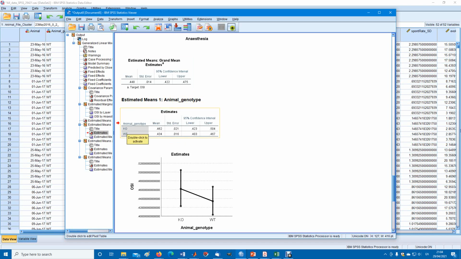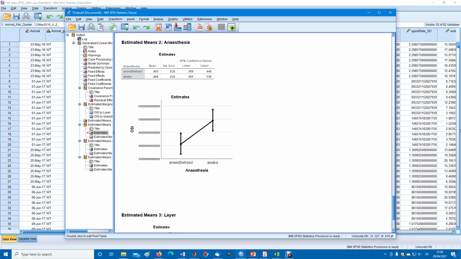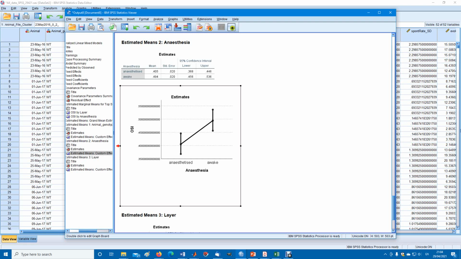And so for knockouts, the mean OSI was 0.462. For wild types, it was this one. These are the standard errors. If you remember, this was not a significant effect. And here are the two values with the standard errors, and this is not significant. However, anesthesia was significant. And so these are the two values for anesthetized and awake, the OSI of the anesthetized and the OSI of the awake. The standard error of the two. And here are the two means, presumably medians.